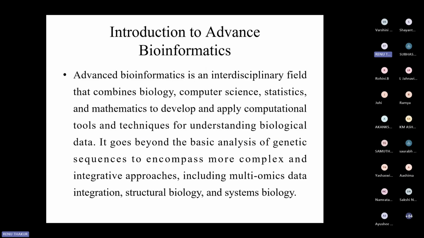So, introduction to bioinformatics. Advanced bioinformatics is a multidisciplinary field that combines biology, biotechnology, computer science, statistics, mathematics, and other closely related subjects to develop and apply computational tools and techniques for understanding biological data, to play with the data we have, and to annotate or process the data. It goes beyond the basic analysis of genetic sequences to encompass a more complex and integrative approach. We are going to do more than that, not only working with genetics or genomics. We have a lot to do, and that is what we're going to learn in this course. Here we'll be talking about the multi-omics approach, multi-omics data and integration of that data, the difference between structural and functional biology, and also systems biology aspects.